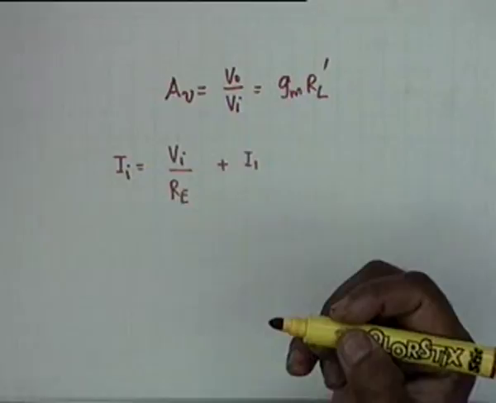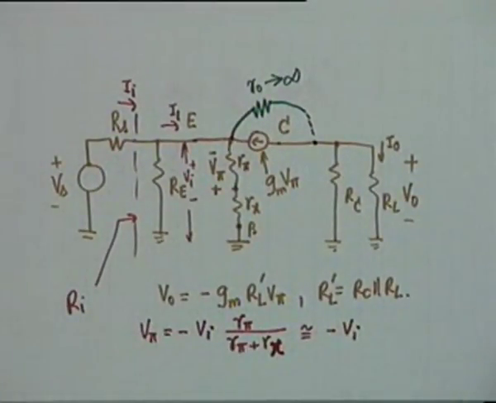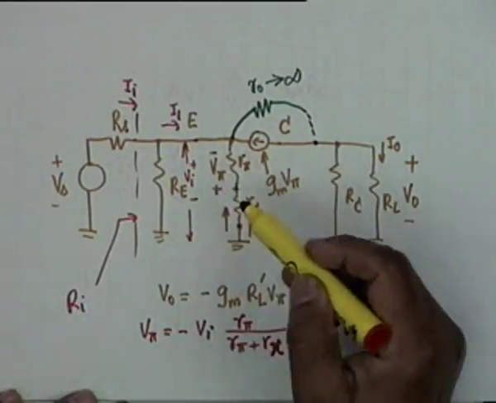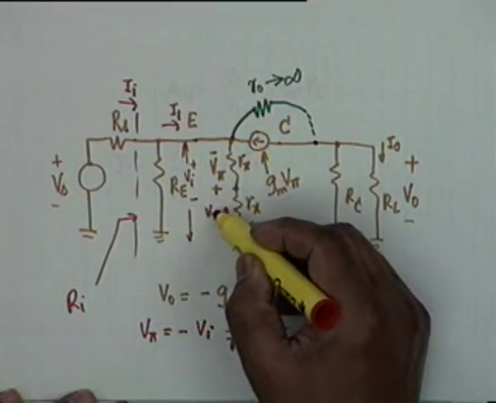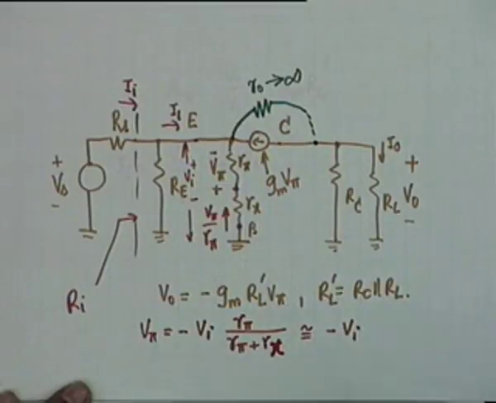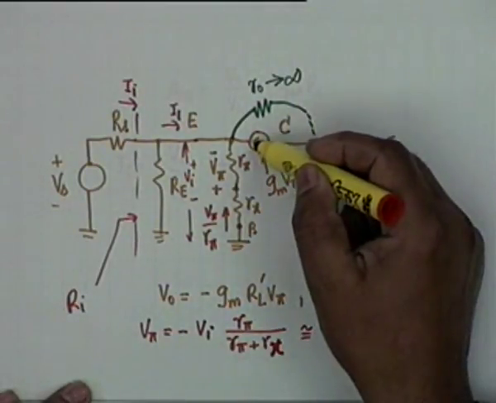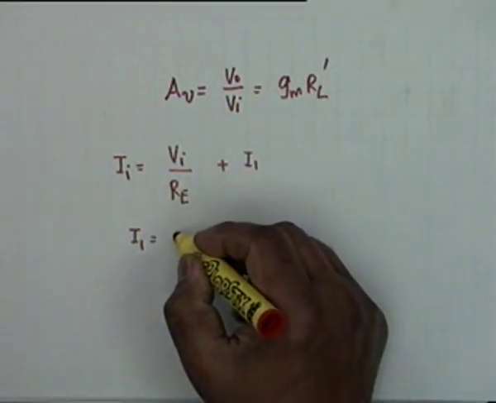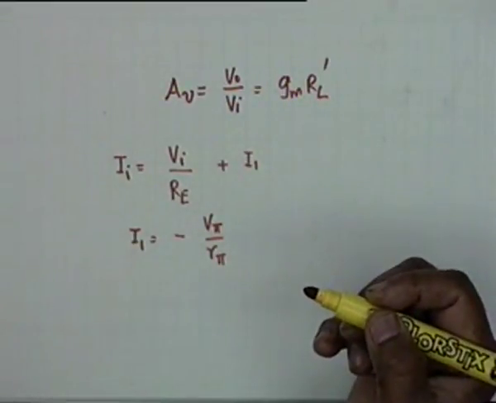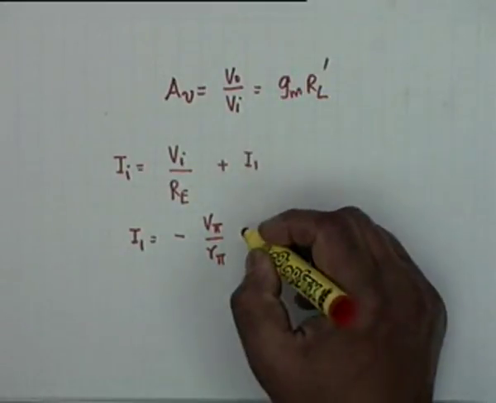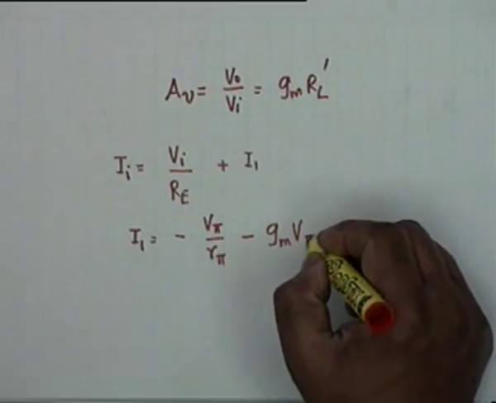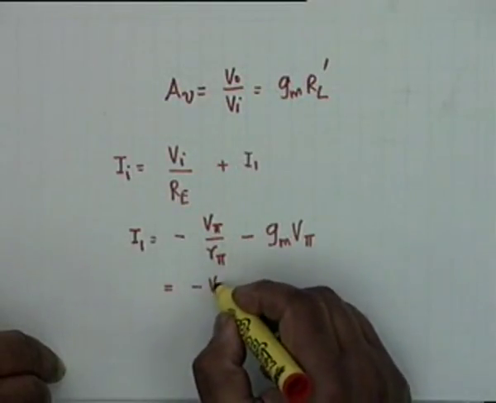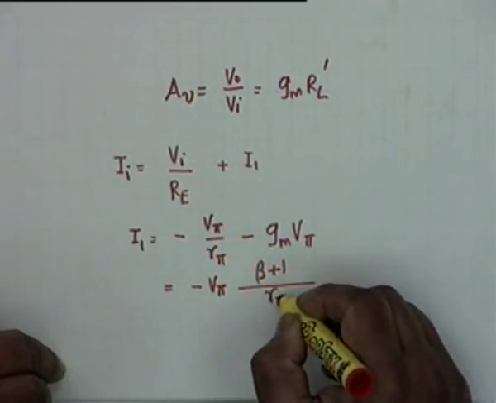Now let us see what I1 is. I again refer to this circuit. What is the current through this resistance? We have taken the polarity as this, so this current is V pi by R pi. All right. And R0 has been ignored. This current is gm V pi. Therefore, I1 is simply equal to minus V pi by R pi. If I write KCL at the emitter node, V pi by R pi minus gm V pi: all these three currents go towards the node, the sum of them is equal to 0. So I1 is this, and you can see that this is equal to minus V pi times beta plus 1 divided by R pi.